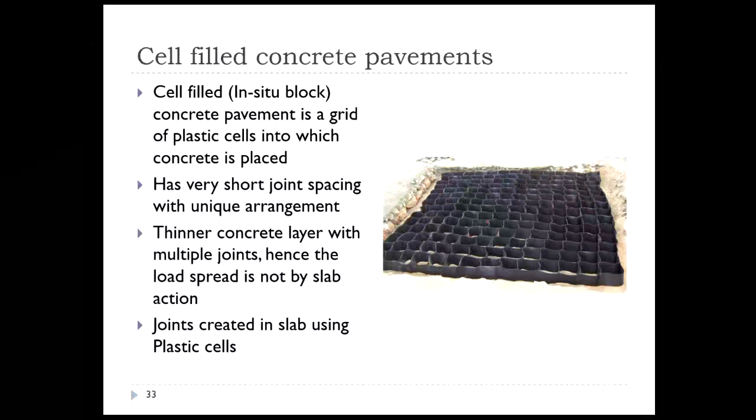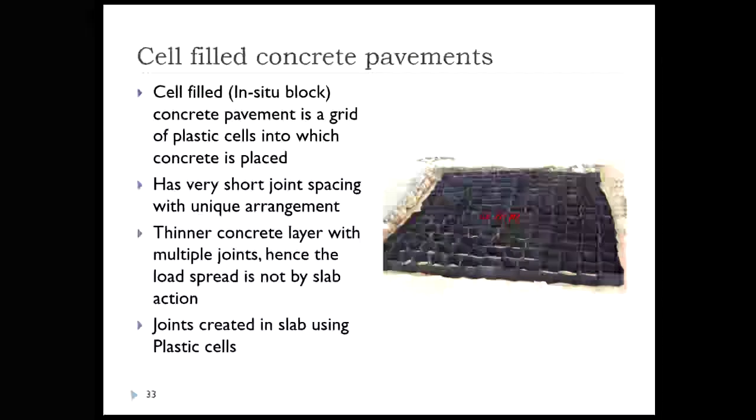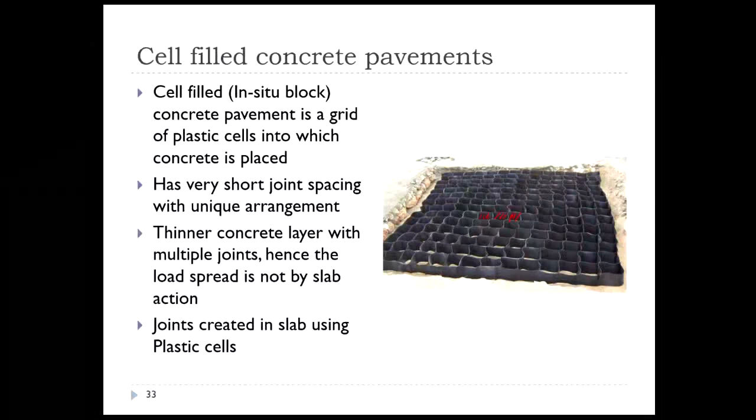Once concrete is poured into each of these cells, we have concrete, we have concrete, and between two blocks we have a plastic sheet, which is basically a flexible separation. So the load transfer here is not based on slab action. You have interlocking. So this can be considered as a cast in situ interlocking block pavement. If you remember your block pavements, we have precast block pavements.